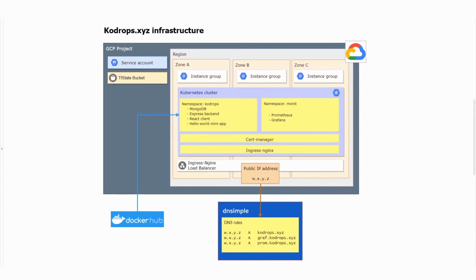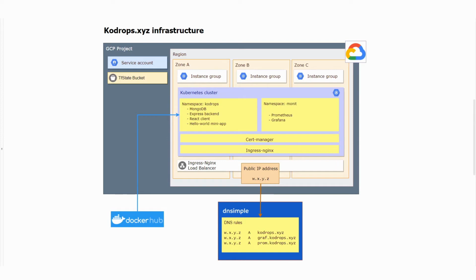Even though it runs inside Kubernetes, Ingress and Nginx is capable of accessing the GCP infrastructure in order to create a load balancer. This load balancer will expose the public IP address that we will be using to access our services from outside the cluster.